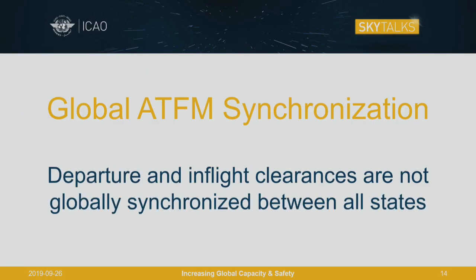So today, departure and in-flight clearances are not globally synchronized. So if we fly from Montreal to somewhere else, only NAV Canada would provide the clearance, but it doesn't take into account, if we fly to Istanbul, the Turkish ANSP is not part of that clearance, just a Canadian. And then they would relay that information through Eurocontrol.